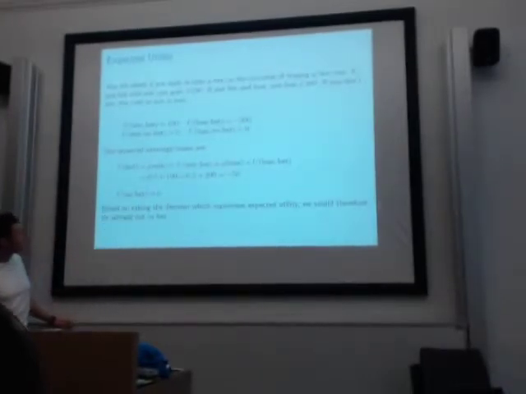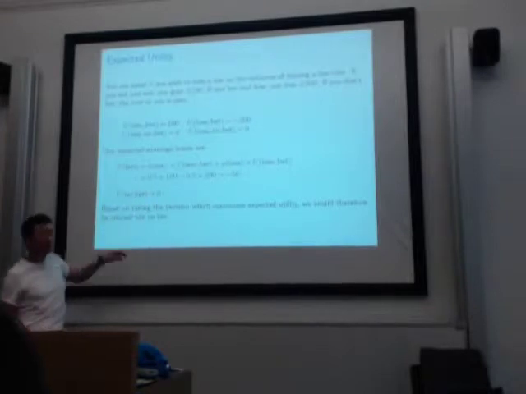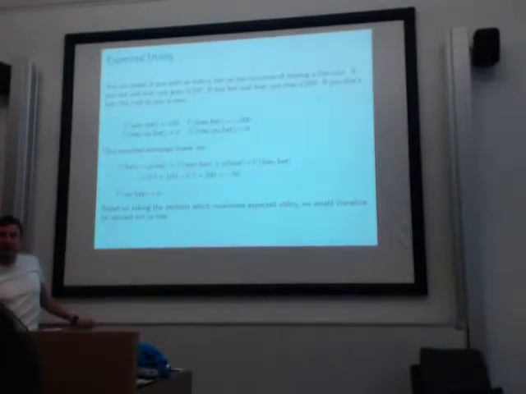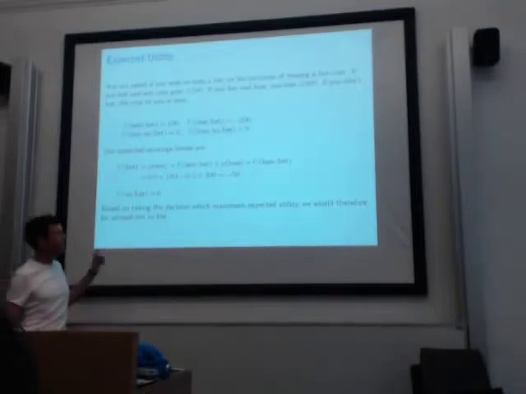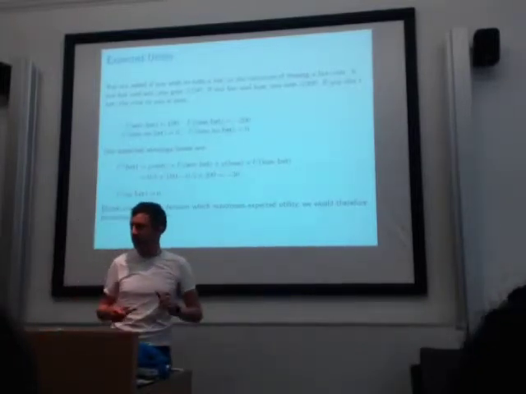So based upon this, you would say, well, look, the utility of betting is minus 50, and the utility of not betting is 0. So actually, rationally, I should not bet, because I'm going to lose less in expectation than I would if I were to bet. Okay, so based upon this, you would not do that.